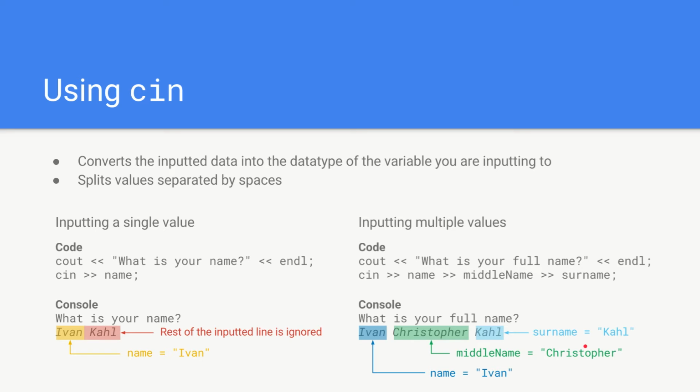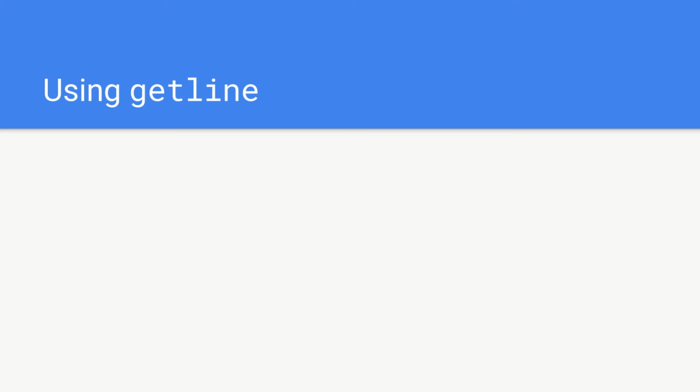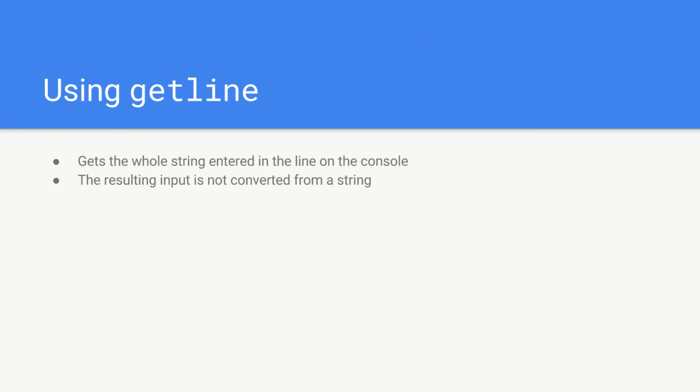So while the solution allows us to capture multiple values from a single line, it still doesn't truly let us capture the whole line as a string. And this is where getLine comes to the rescue. Another way of getting user input from a user is by using the getLine method. This method differs from cin as it basically gets the whole line that was input as a string instead of breaking up the inputted line into separate values. One thing to note is that we'll always have a string returned to us, so if you want an integer from the user, you'll have to convert the string manually.